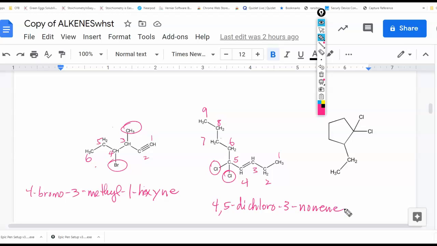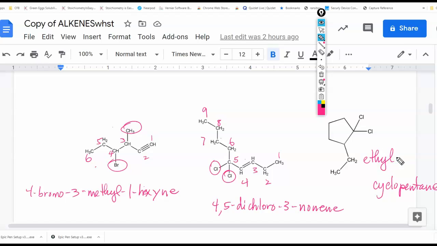Okay, and my last one is going to be, there is no double bond involved here, so this is just a cyclopentane. I just need to say where the chlorines are and where this extra thing is, and that is an ethyl group. And these are chloros.